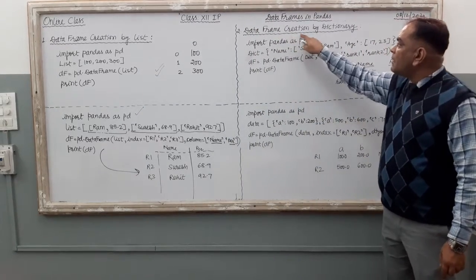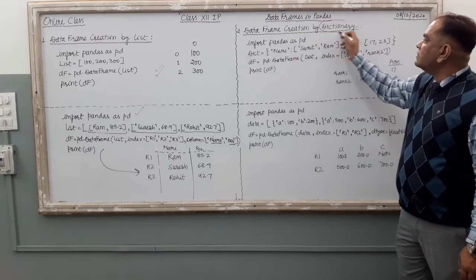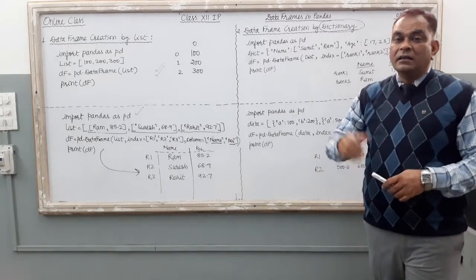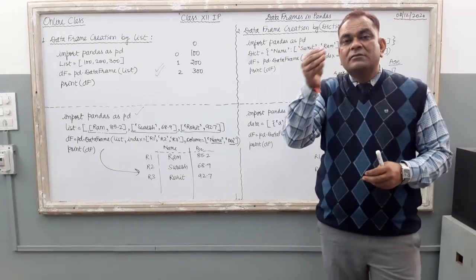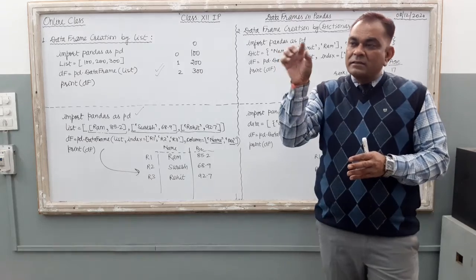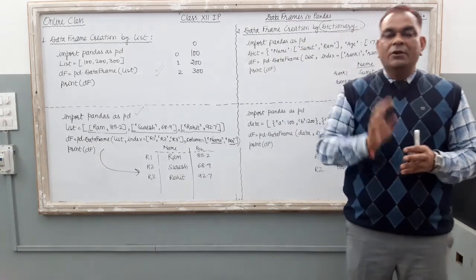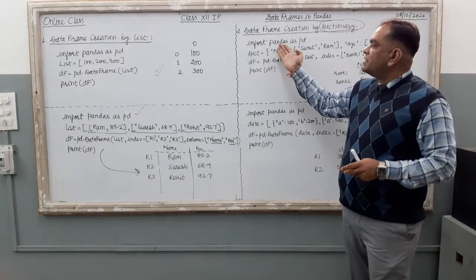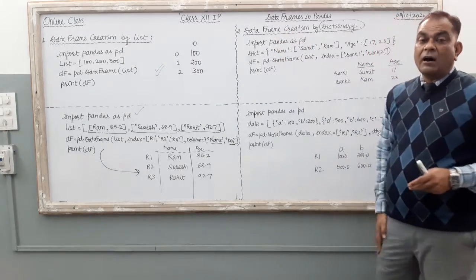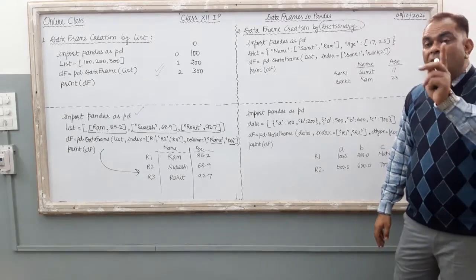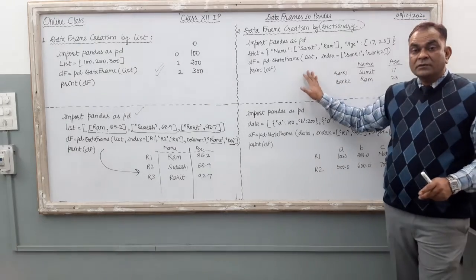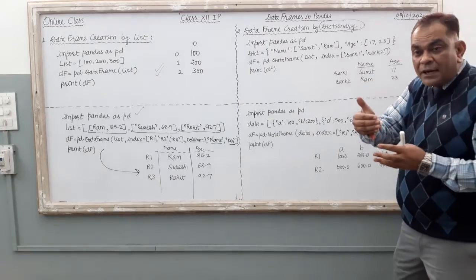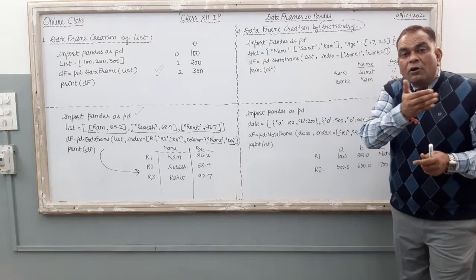Here, data frame creation by dictionary. Dictionary means an object of Python that contains key plus value. Key separated with colon, then value. It is known as the dictionary. Right? So here we just see our first program related to how we can create the data frame by using a dictionary, and here also you have to use some structure with the dictionary so that you can generate multiple columns in the data frame.